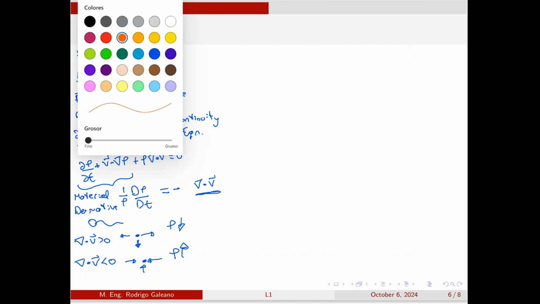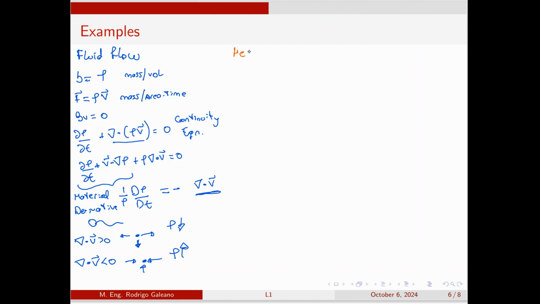Now we can have an example, also in heat conduction. In heat conduction, B is the total energy of the system, which is given by the enthalpy. The enthalpy has units of energy per unit volume. Then the vector field that transports the enthalpy is given by minus the conductivity times the gradient of temperature. This is known as Fourier's law. And it has units of energy per unit area time.